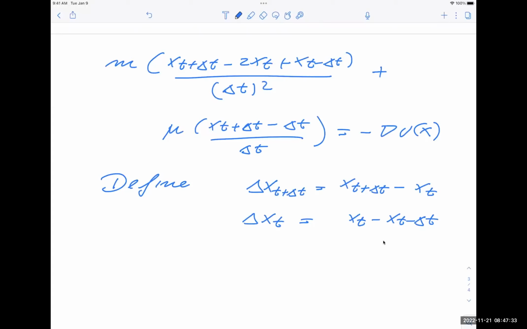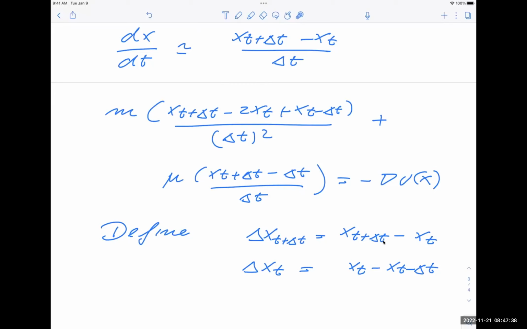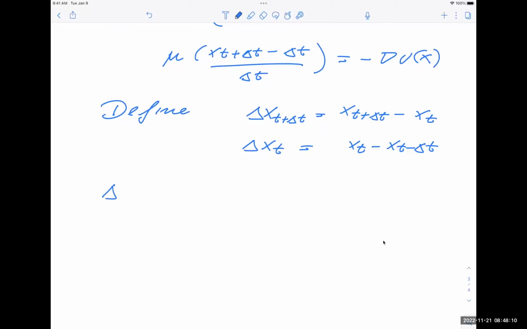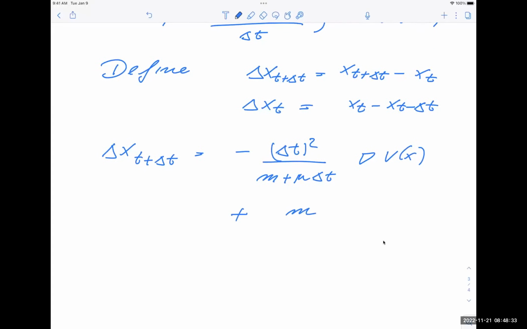If you now look at the equations which we have, we can rewrite the equation for the second derivative. So we have x of t plus delta t minus x of t. We take one of them, and then we can rewrite that in terms of this equation. And then we take the other x of t and the x of t minus delta t, and we can rewrite that in terms of delta x of t. This equation here is also an equation which we can rewrite in terms of this term here. So if we replace many of the terms with delta x of t, and then isolate that one on the right-hand side, we would have delta x of t plus delta t, which is then given by minus delta t squared over m plus mu times delta t, multiplied with the gradient of the potential, plus a term m over m plus mu delta t times delta x of t. I'm just reorganizing here.